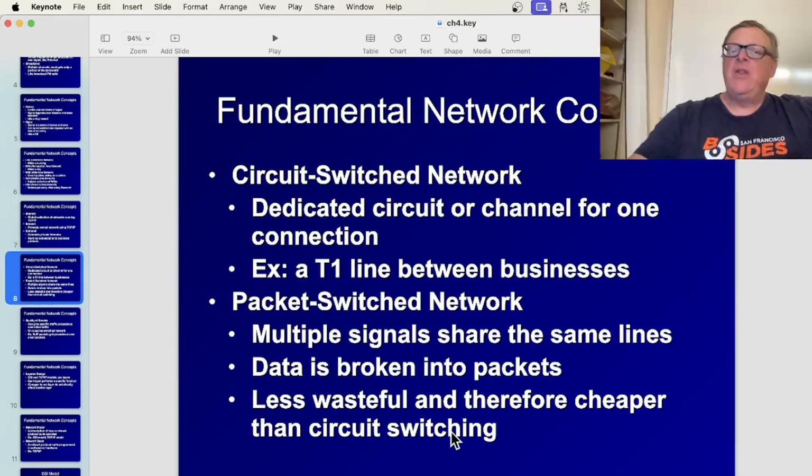Therefore, it's cheaper than circuit switching. The same cable can carry many different kinds of traffic. Of course, it has some total bandwidth maximum, and you aren't going to exceed that, but if the individual users don't need the full bandwidth, they can share it.